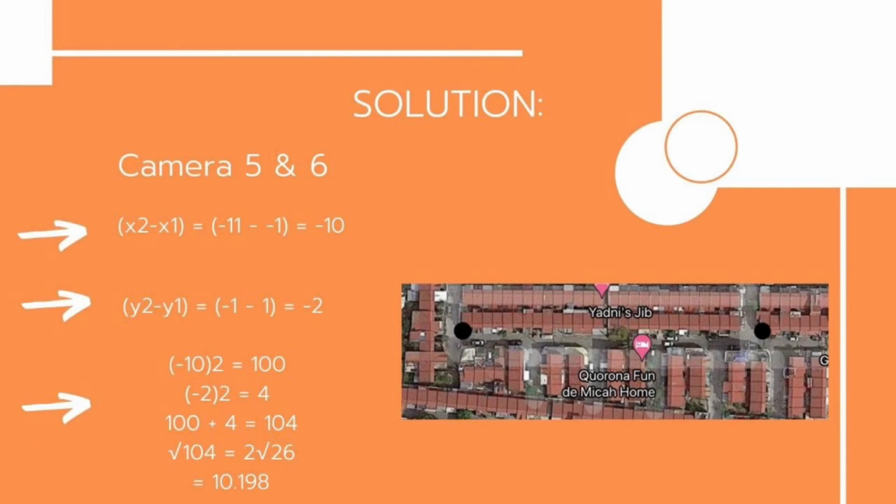Next, camera 5 and 6. X sub 2 minus x sub 1 is equal to negative 11 minus 1, which is negative 10. Y sub 2 minus y sub 1 is equal to negative 1 minus 1, which is negative 2. Negative 10 to the second power is 100. Negative 2 to the second power is 4. 100 plus 4 is 104, and the square root of 104 is 10.198.